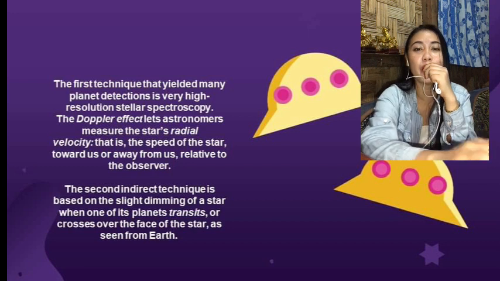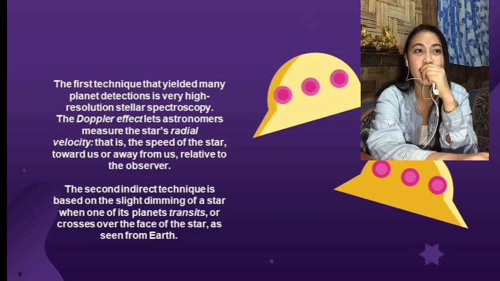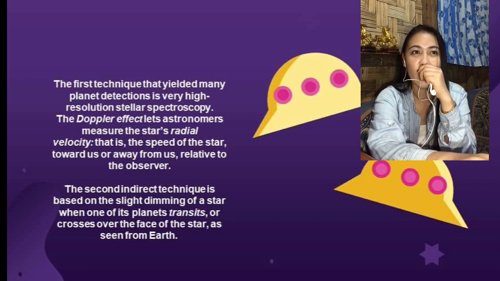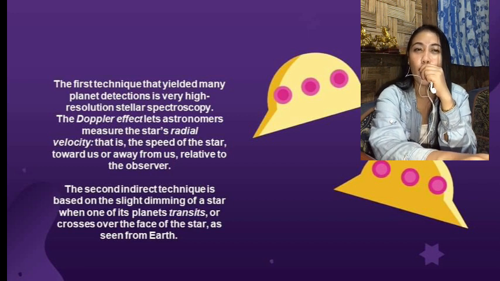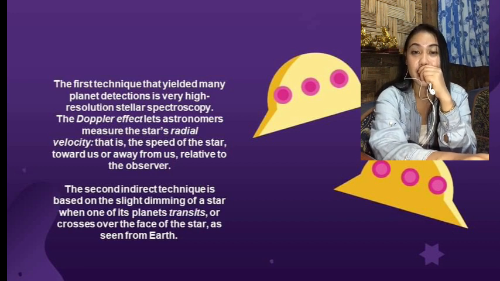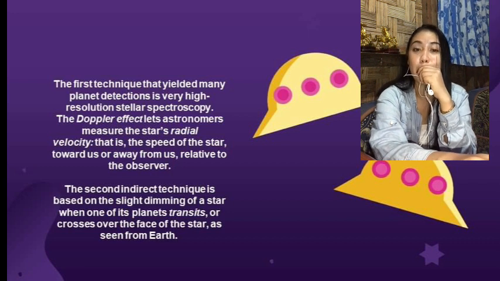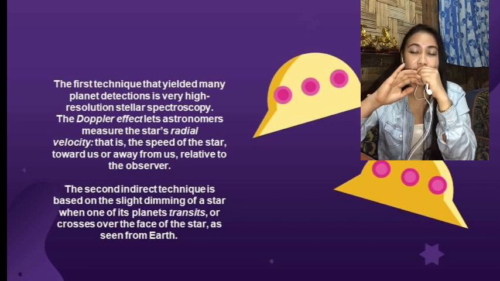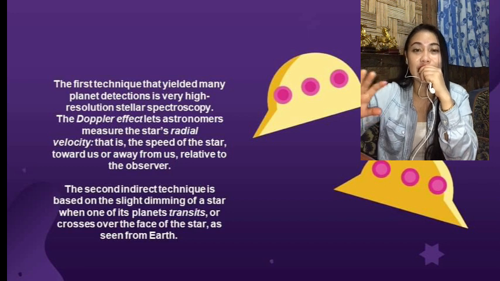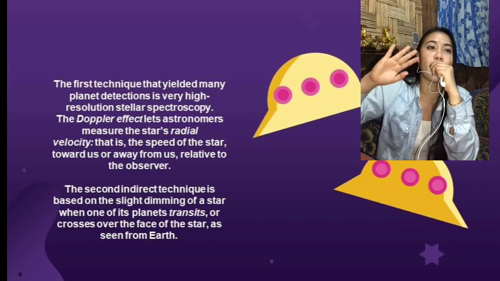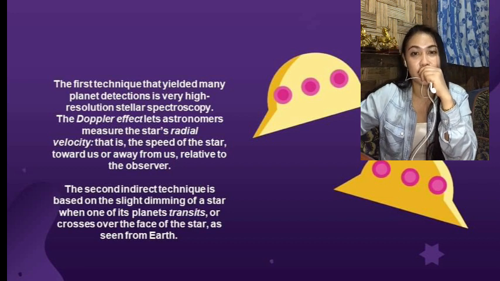Okay? So now we have our second indirect technique. Meron kanina po natin is direct technique, pero ngayon po, second indirect technique. Ito po ay based on the slight dimming of a star when one of its planets transits or crosses over the face of the star as seen from Earth. Okay. Pero yung mga astronomers po natin, hindi po nila nakikita ang planet directly but only detect its presence from careful measurements of a change in the brightness of the star over a long period of time.